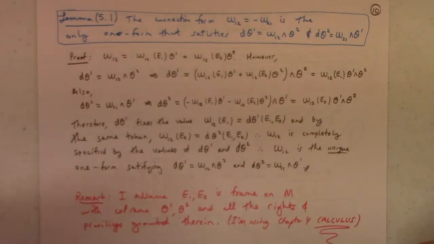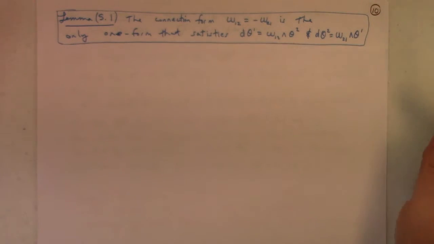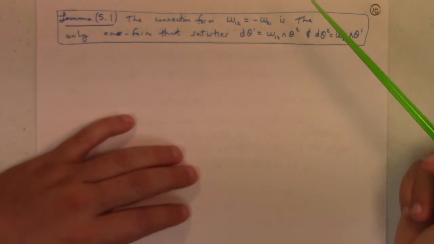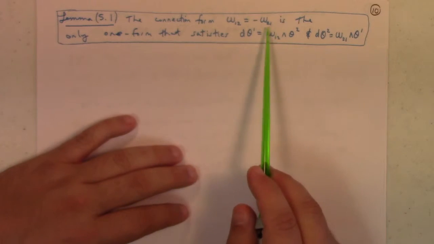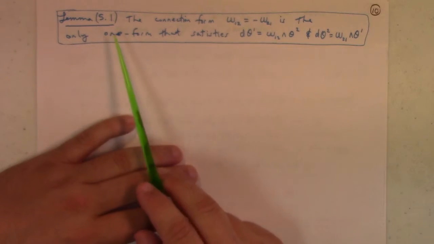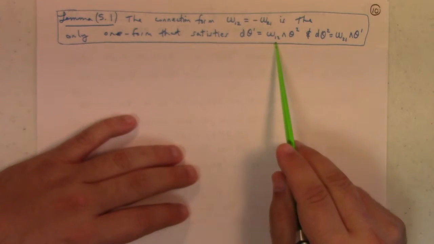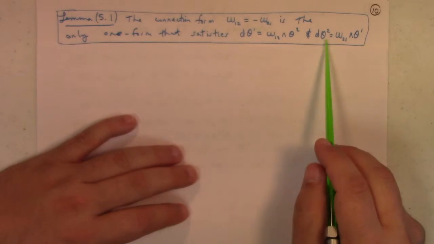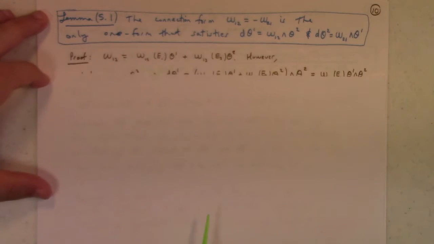Lemma 5.1, the connection form. I'm just saying, suppose that you have a frame and a coframe, which is dual. I think there may be a little bit more to that than just linear algebra. The connection form omega 1 2 equals minus omega 2 1 is the only one form that satisfies these structure equations: d theta 1 equals omega 1 2 wedge theta 2, and d theta 2 equals omega 2 1 wedge theta 1, all right? So the proof of that is fun.